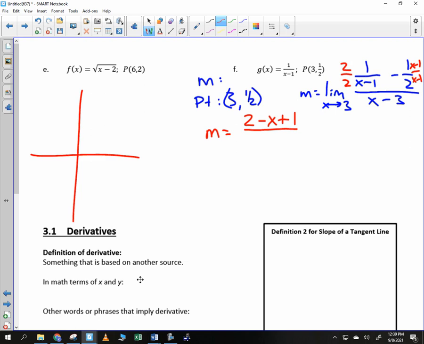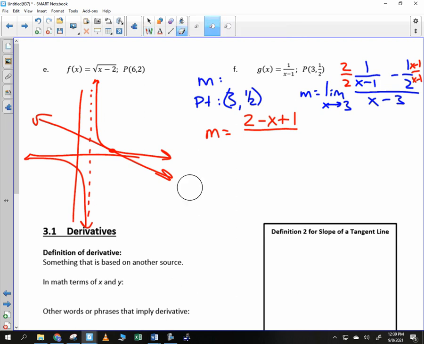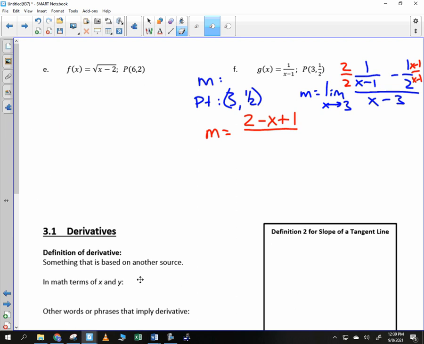Where does it have a vertical asymptote? At 1. And you remember that graph looks like this. So if you're looking for the slope at 3, tell me anything about the slope at 3. Small and negative. Everybody agree? Look at how I'm trying to make sure that I'm going to be coming up with a negative slope before I even do the problem. That's why understanding the graphical representation is so important.